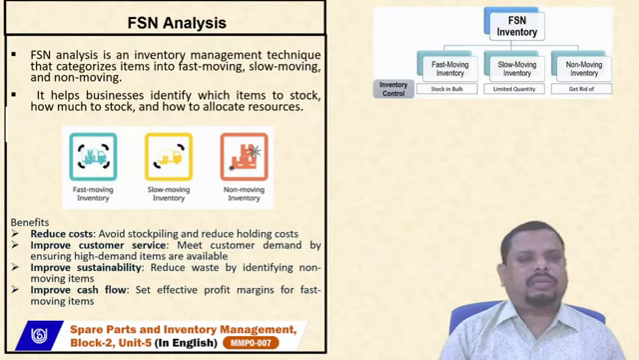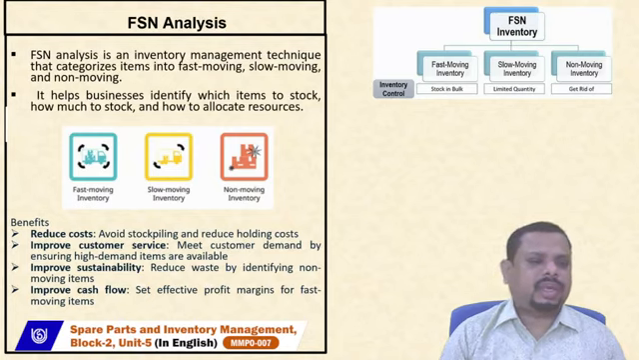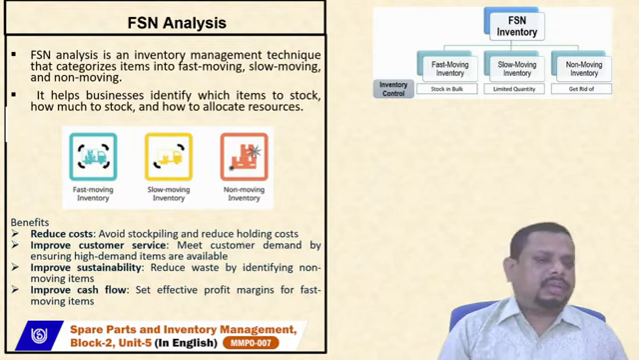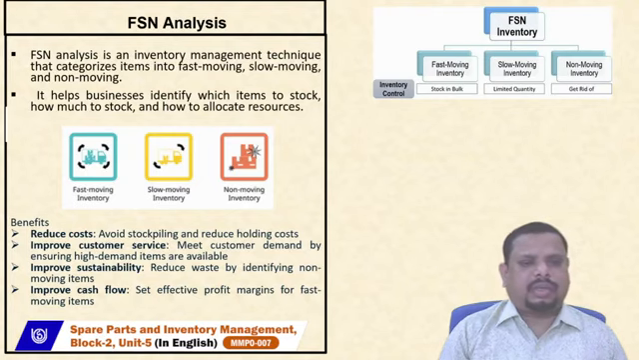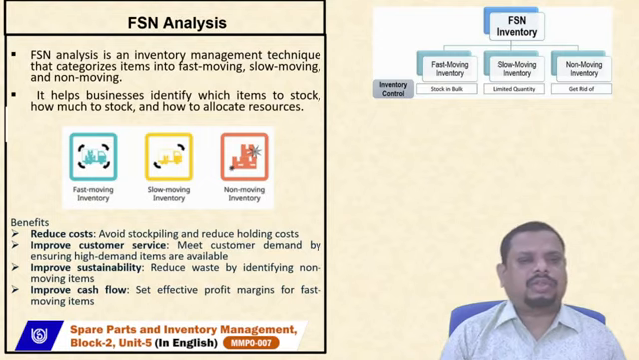So the first one is known as FNS analysis. In FNS, F stands for fast moving inventories, S stands for slow moving inventories, and N stands for non-moving inventories. So why is FNS analysis the most important part of your spare parts inventory management? Because it helps the business to identify which item to stock, how much to stock, and how to allocate the resources when it is needed for maintenance related works.